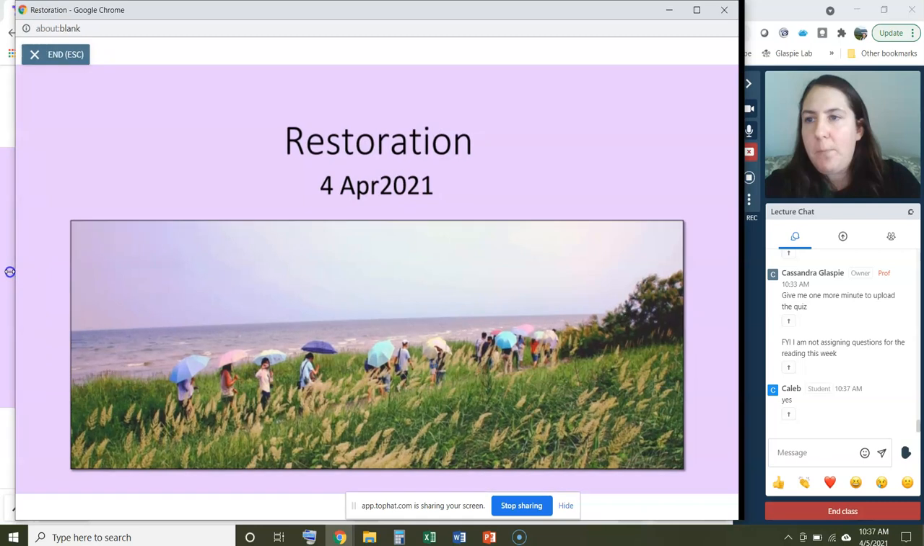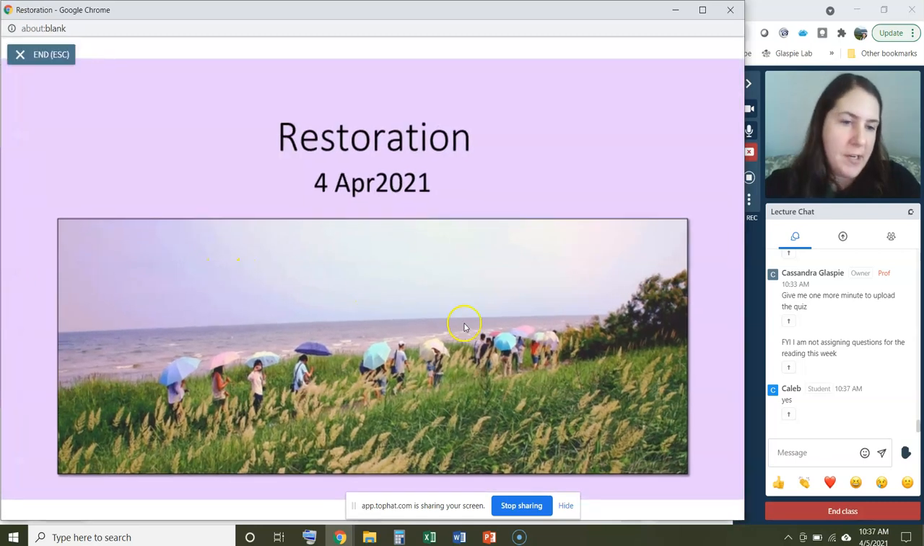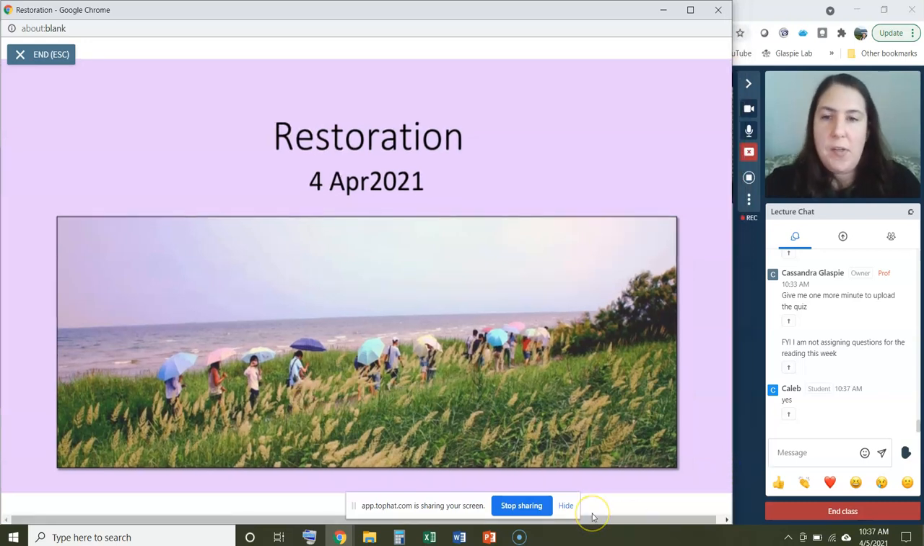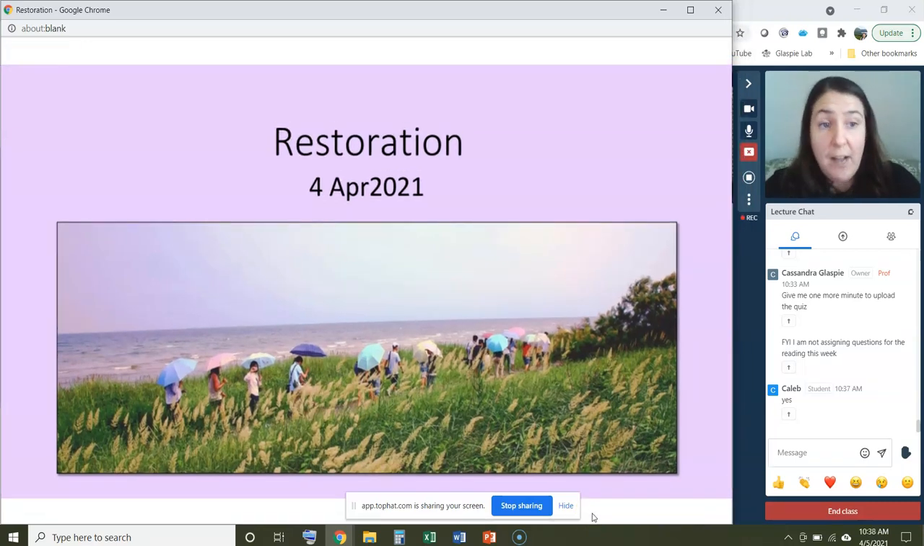Okay, so today we're going to cover restoration. And we've talked a lot about restoration as it relates to coastal marshes in Louisiana. But we haven't really talked about restoration anywhere else, nor have we talked about restoration ecology, and so that's what we're going to cover today.